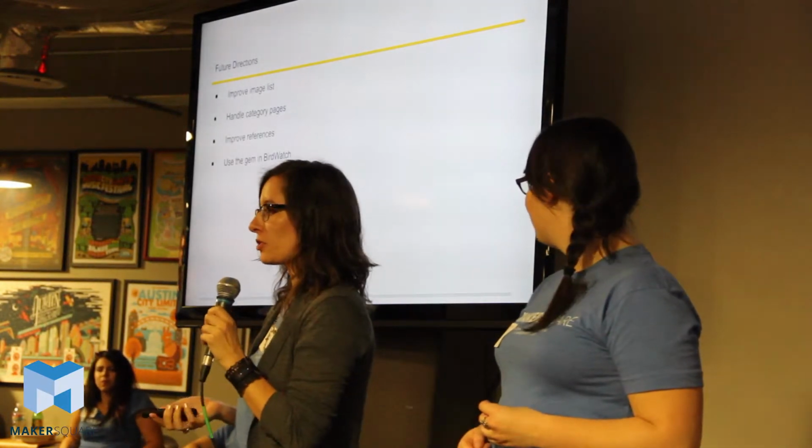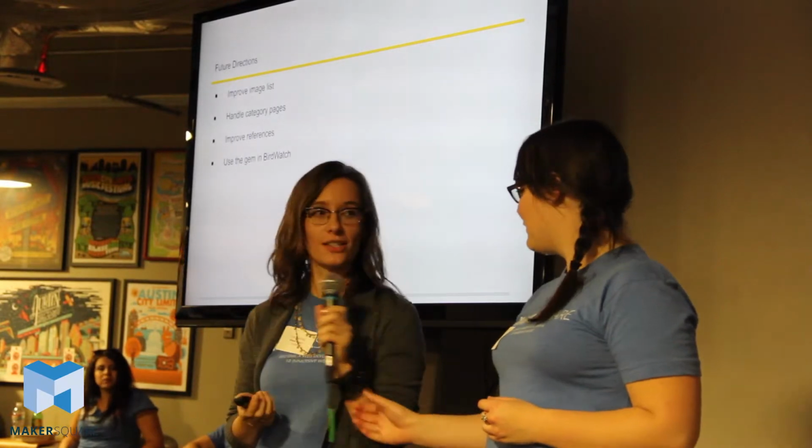So in the future, we would like to improve the image list. As of now, it currently returns all the media displayed on the page, whether it's sound or video, and we'd really like to write some methods to differentiate by media type. We'd also really like to handle Wikipedia category pages, so you can do cool things like, for every page listed in this category, I want the sidebar image and the first paragraph, and we think that would be really cool.